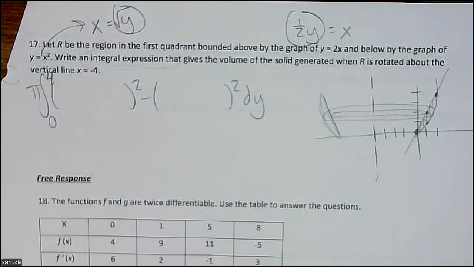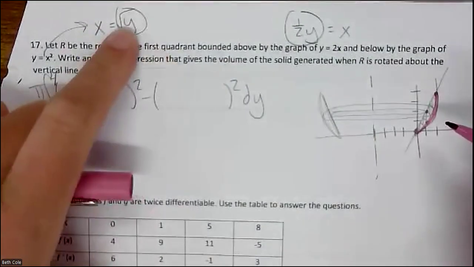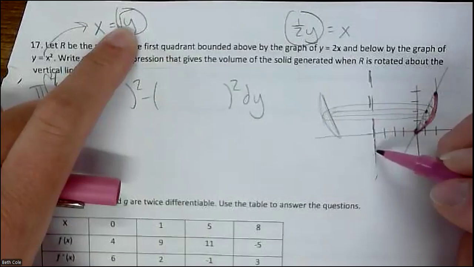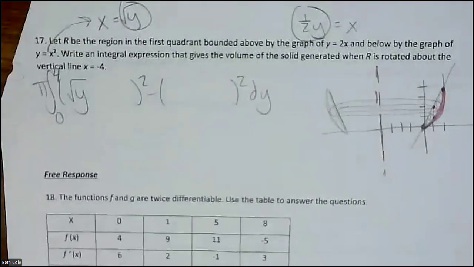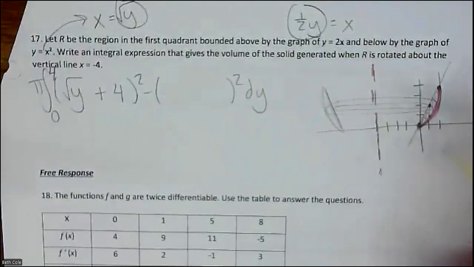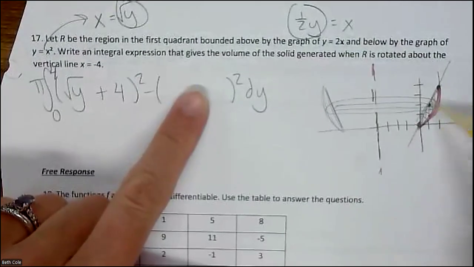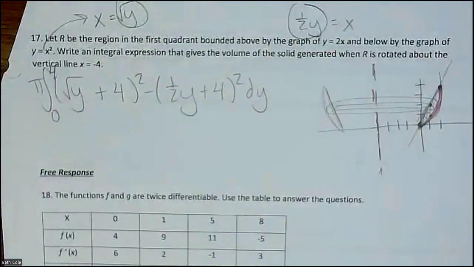So when you do right minus left, watch, I'll just point to it. For the outer one, which is your right graph? Yeah, the parabola, so this one. And your left graph is -4. So it's going to be square root of y minus -4, which is +4. It's right minus left. And when you do this one, it's the same thing, except now you're using the line. So it'll be 1/2 y minus -4, which will be +4. All right, these are for your response.